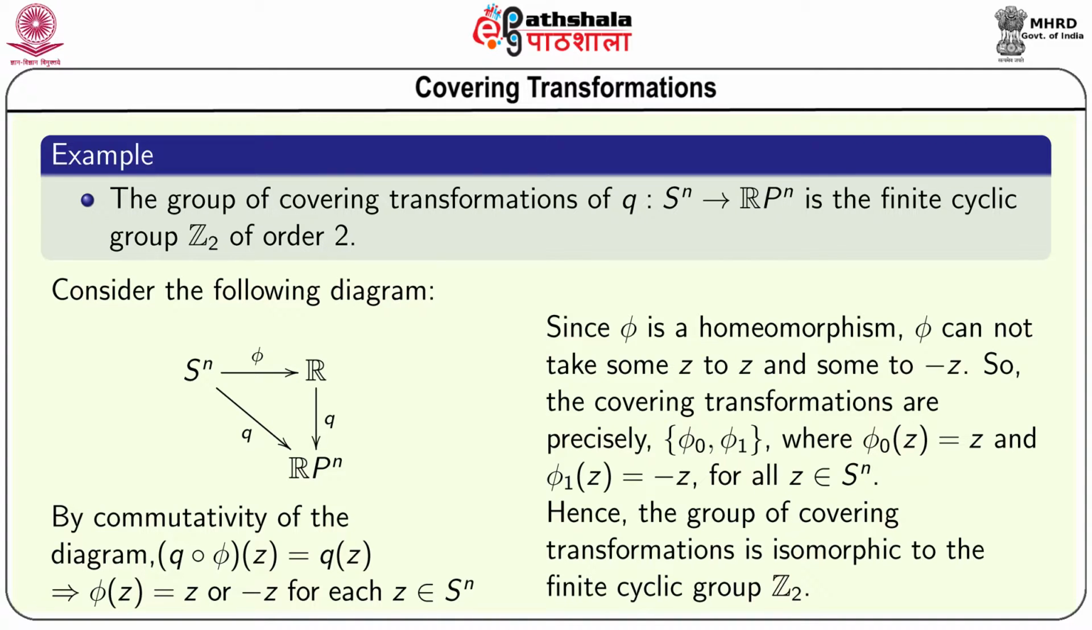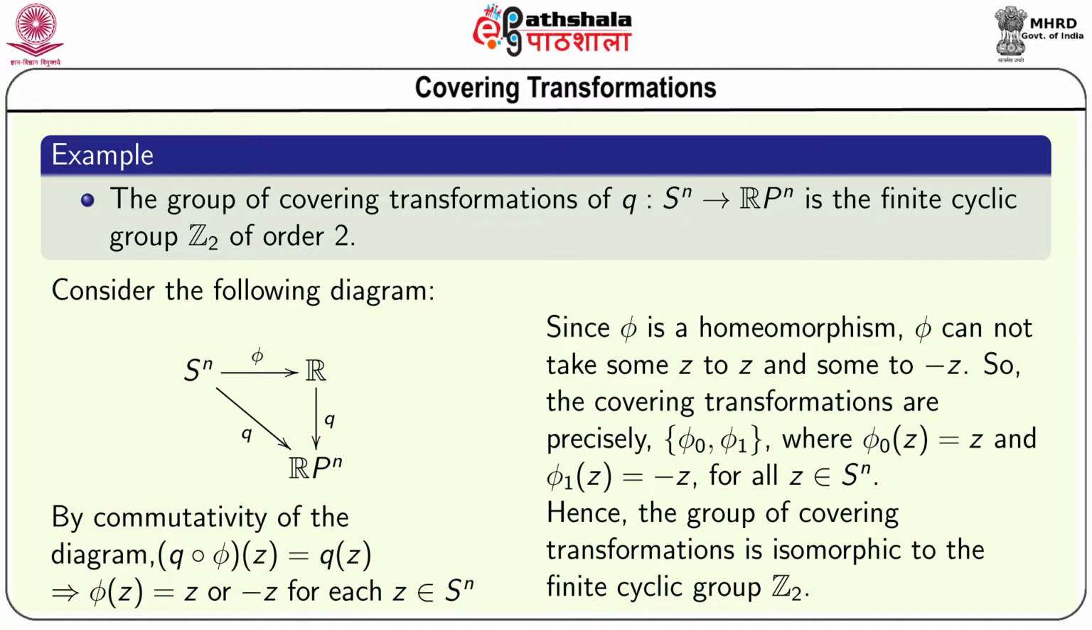In the next example, we see that the group of covering transformations of Q from Sn to RPn is the finite cyclic group Z2 of order 2. We consider the diagram where Q is the covering map from Sn to RPn and phi is a map from Sn to Sn. We need to get phi as a homeomorphism which makes this diagram commute.